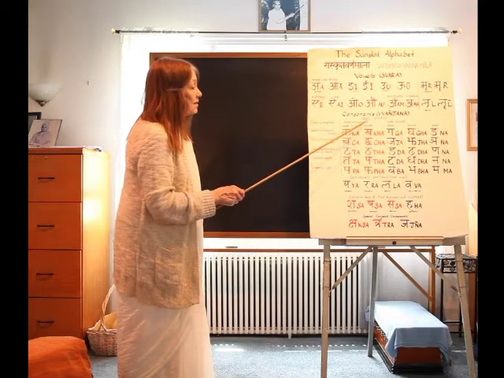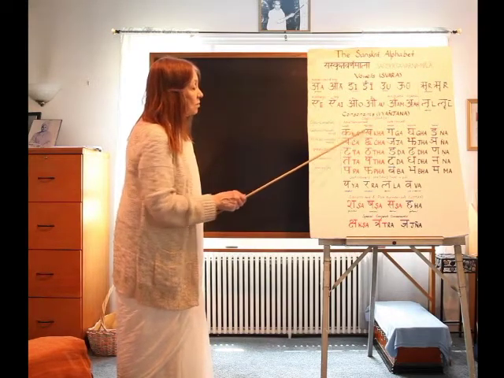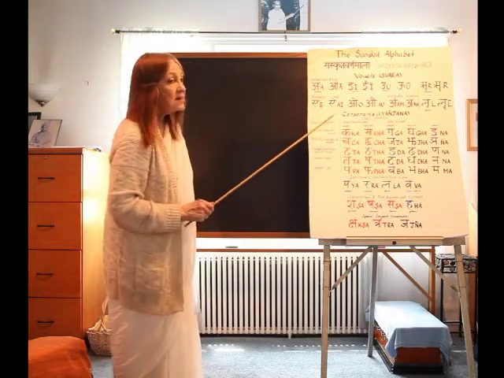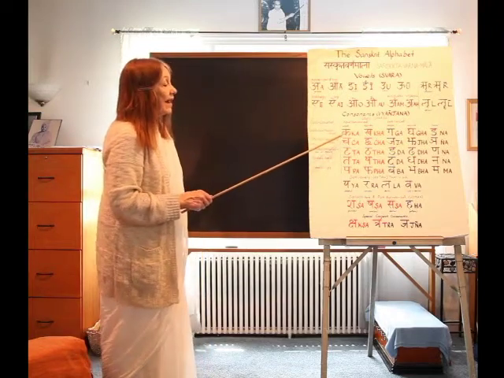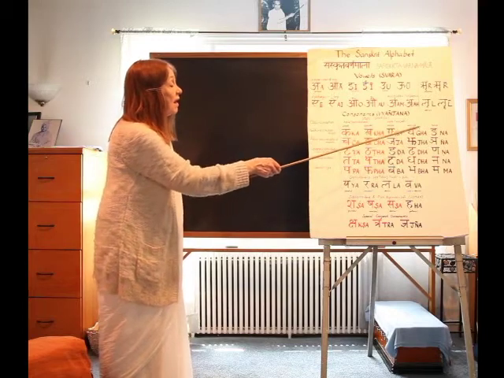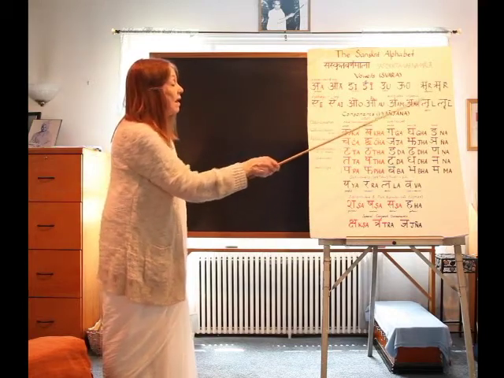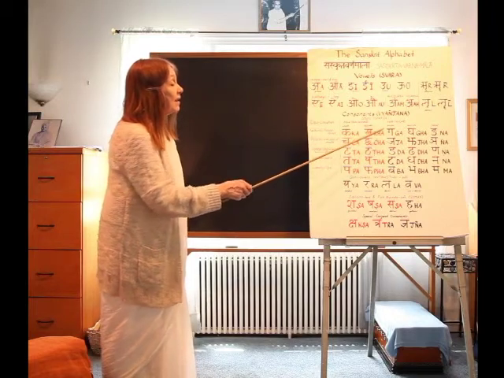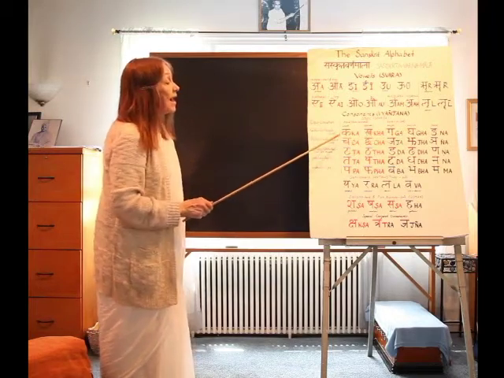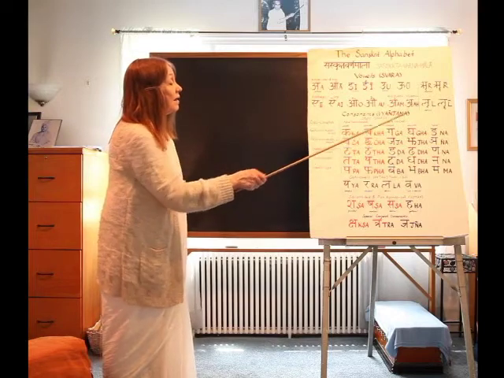Consonants. Sparsha is the first group, 25. Contact sounds. Ka, kha, ga, gha, nga.